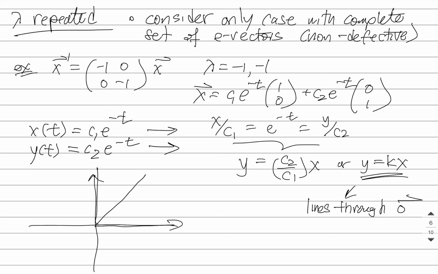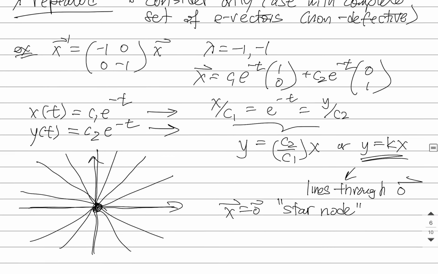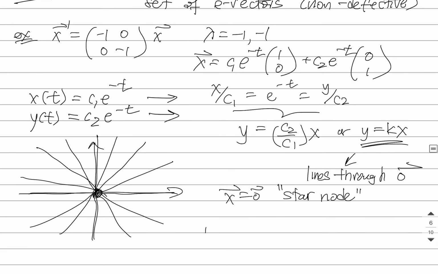And you can sketch a variety of lines with different slopes, and you'll end up getting a pattern that looks something like this. So this point at the origin, x equals 0, is called a star node. And I think it's obvious that it's a star because it kind of looks like a star. If the lambda value is less than 0, we get what's called a stable star node. And in this particular example, we have a lambda that's less than 0.